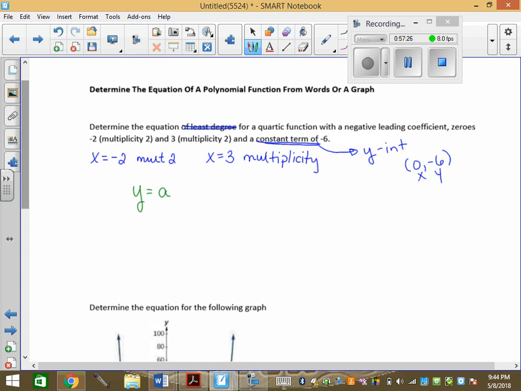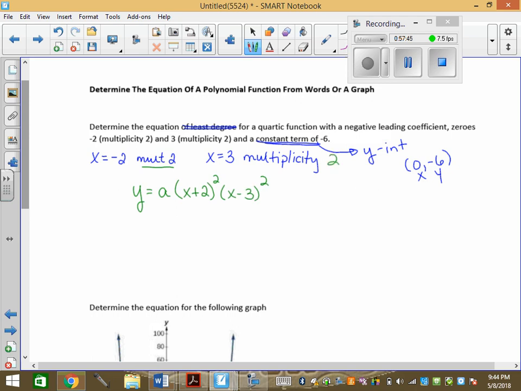So it's the vertical stretch factor, so it doesn't affect the x-intercepts because that's when y equals 0. So we need to remember that a, and that's what everyone forgets. So then we have a factor of x plus 2 because it was x equals negative 2, multiplicity 2, so it's squared. And we have x equals 3, so we're going to have x minus 3 squared as well.